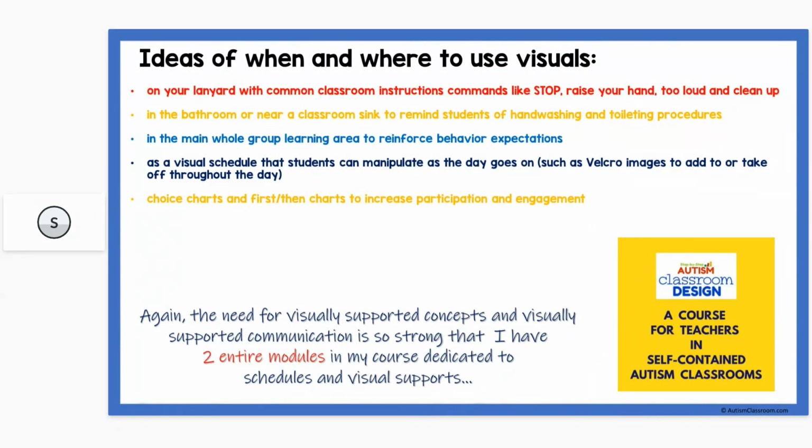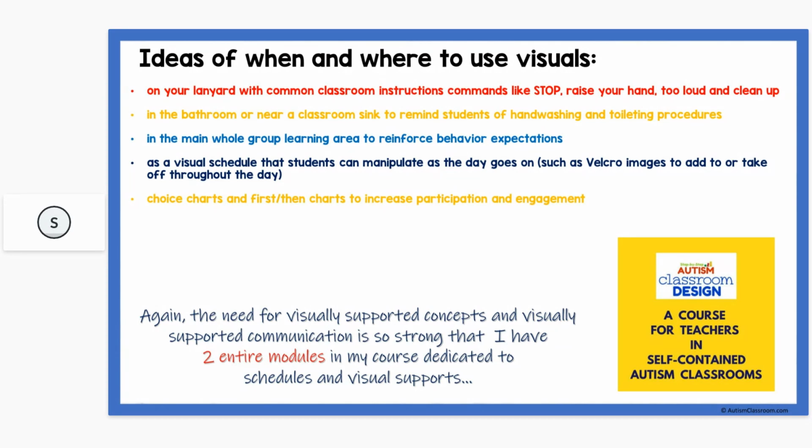So when you think about using visual supports, though, you can use it on your lanyard to make common classroom instructions like stop or raise your hand, telling the students if it's too loud, if they need to quiet down. You could use it in a bathroom near a classroom sink to remind them of washing their hands. You can use it in a whole group lesson.